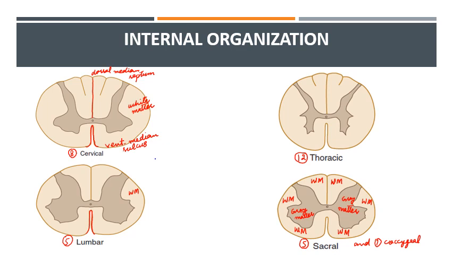The amount of gray matter reflects the number of neurons present. The gray matter is relatively larger in the cervical and lumbar segments where it contains enlargements.